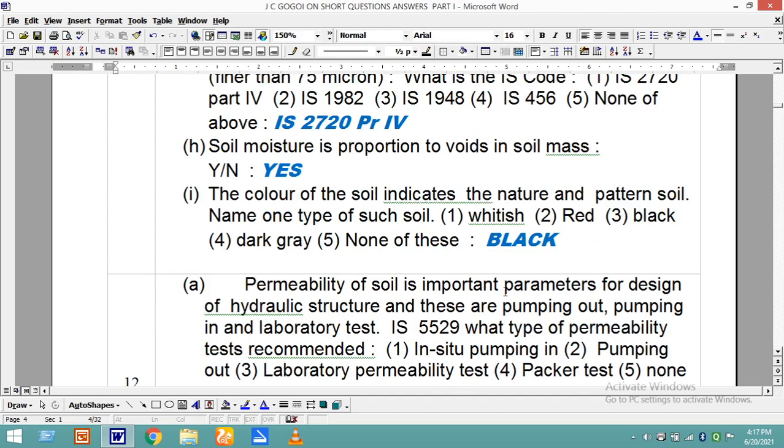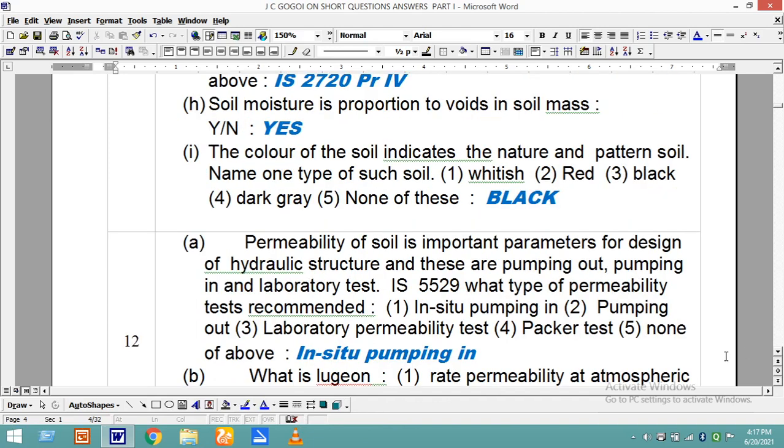Permeability of soil is an important parameter for design of hydraulic structures, and these are pumping out, pumping in, and laboratory tests. IS 5529: what type of permeability test is recommended? In situ pumping in, in situ pumping out, laboratory permeability test, Packer test, none of above. IS 5529 specifically recommends the in situ pumping in test.